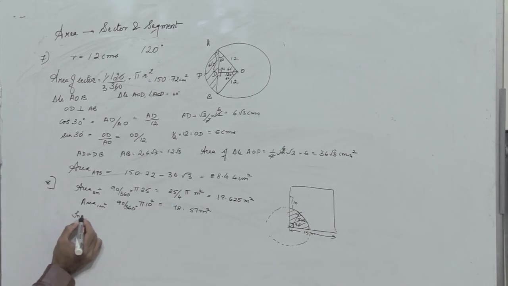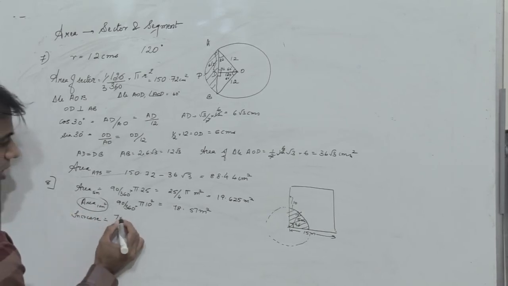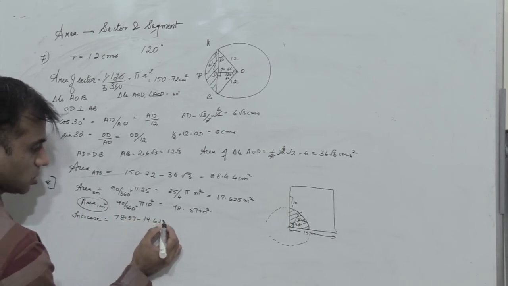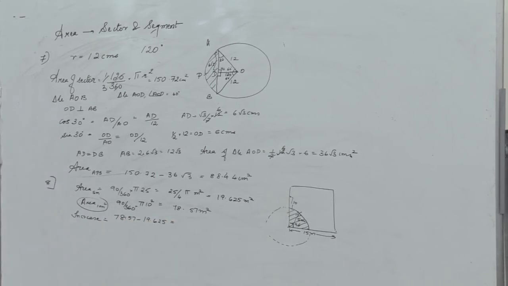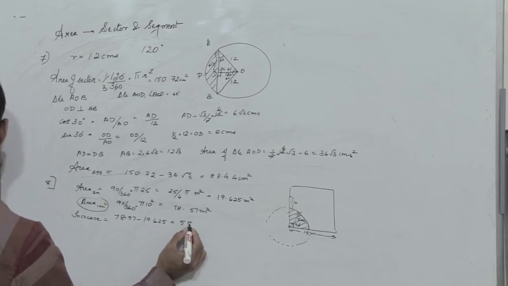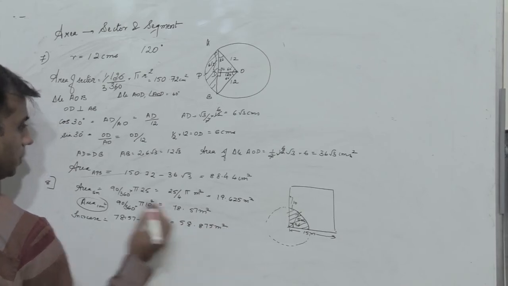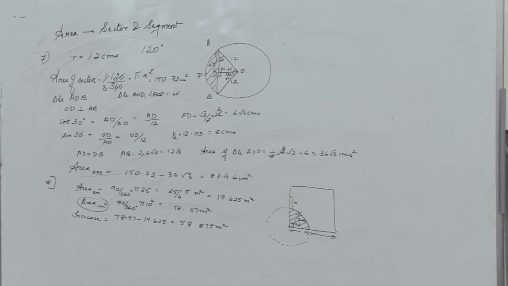So what is the increase in area? So the increase in area is the area where the rope length is 10 meters minus the area where the rope length is 5 meters, which is 78.57 minus 19.625. So we get an area of 58.875 meters square. So this is the increase in area when the rope length is increased from 5 meters to 10 meters.